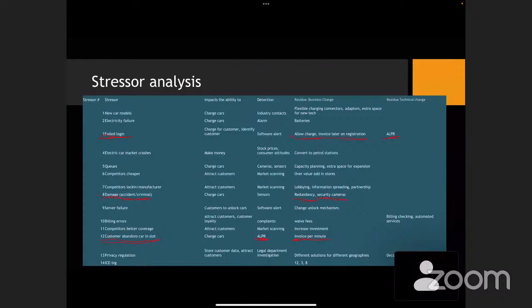And all of these things are standard business development. You might think that, well, we would get to this if we use scenario planning, something like that. What actually happens here, though, that's interesting, is when we look at stressor number 14. Stressor number 14 is something called icing.